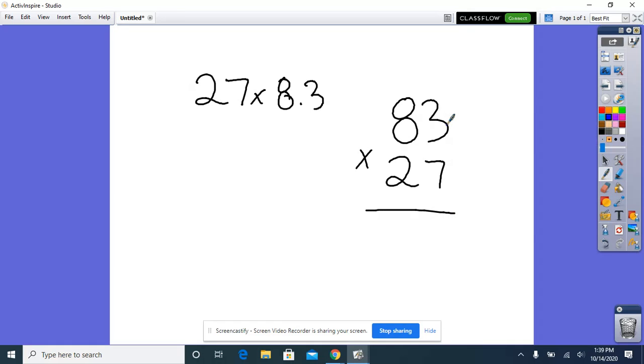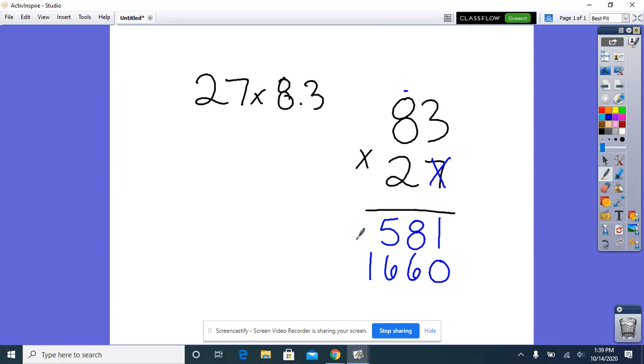7 times 3, 7, 14, 21. So my 1 goes here, my 2 goes here. 7 times 8 is 56, plus 2 is 58. Okay, we have multiplied every number except the 2 by 7. So now I can mark out my 7, erase or mark out my 2, and add a 0 as a placeholder. Now I can move over to the 2. 2 times 3 is 6. 2 times 8 is 16.